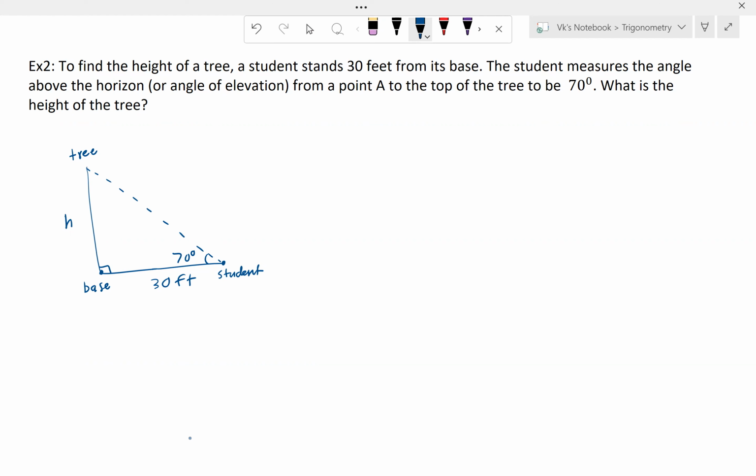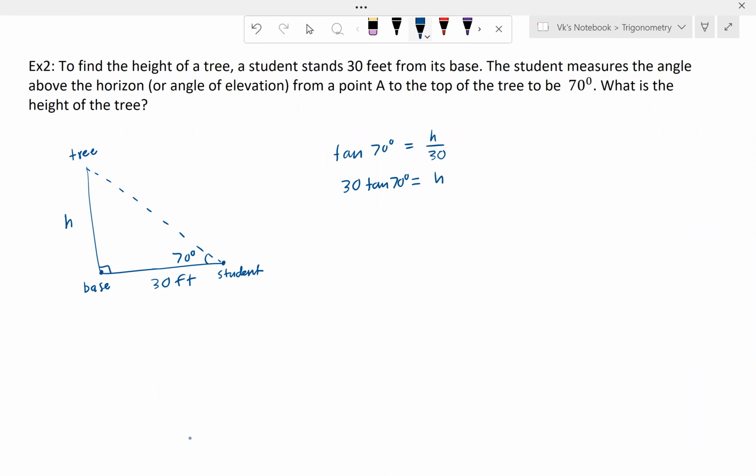We can figure out the h because there's a relation between the 70-degree angle, h and 30 feet. The relation is tangent of 70 degrees is h over 30. So it means h is 30 times tangent of 70 degrees.